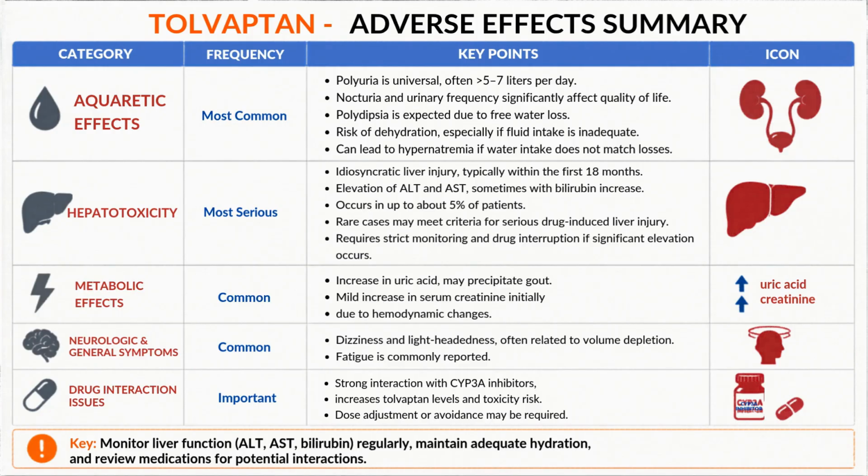From a metabolic standpoint, tolvaptan can also increase uric acid levels, which may precipitate gout in some patients. There is also often a mild increase in serum creatinine early on, usually due to hemodynamic changes rather than true injury. Patients may also report dizziness or lightheadedness, commonly related to volume depletion. Fatigue is also frequently reported in clinical practice. Finally, the drug interactions are very important. Tolvaptan has strong interaction with CYP3A inhibitors like fluconazole and erythromycin, which can significantly increase drug levels and toxic risk. So in these cases, dose adjustment or even avoidance may be necessary.